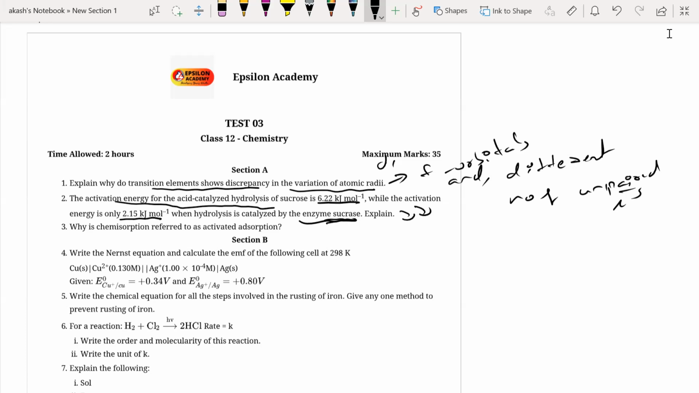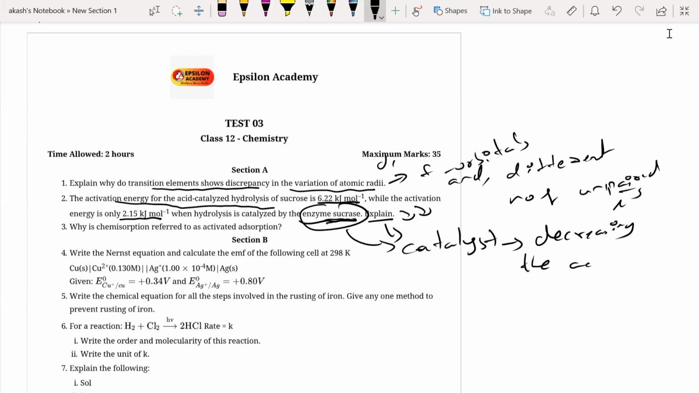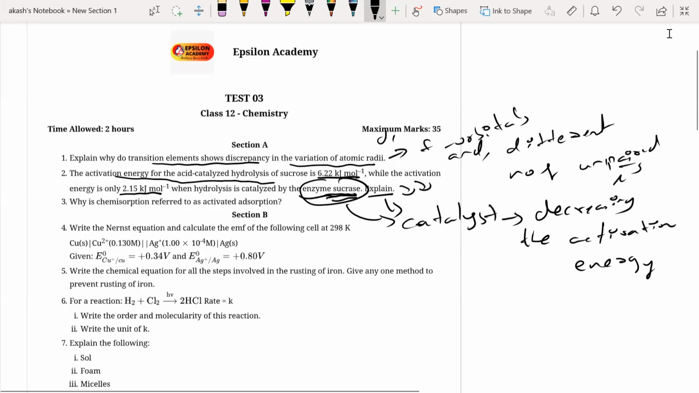So this enzyme, sucrase, is nothing but a catalyst. And obviously we know catalysts increase the rate of the reaction. How do they increase the rate of the reaction? By decreasing the activation energy. That's what you need to write, if at all this was in the syllabus. So catalysts make the reaction faster by decreasing the activation energy, and in this case the sucrase enzyme acts as a catalyst for this reaction. Very simple. Next.